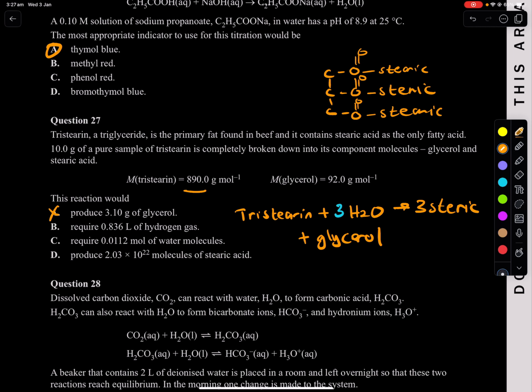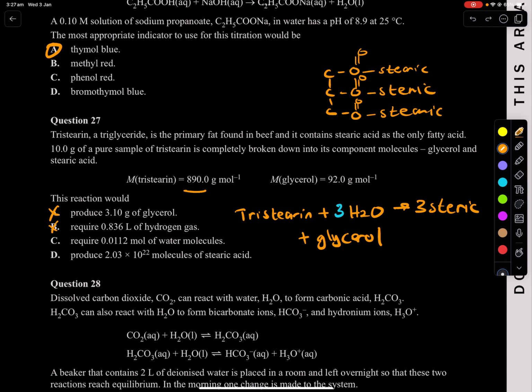Where did they get hydrogen gas here? There is no hydrogen gas. It's wrong. Requires 0.0112 mole of water molecules. Okay, so the way we do this actually is, so requires 0.2 moles of water molecules. So again, same thing. So 10 divided by 890 to get the mole of triglyceride, and then we want to find the mole of water, which is multiplying it by 3/1.